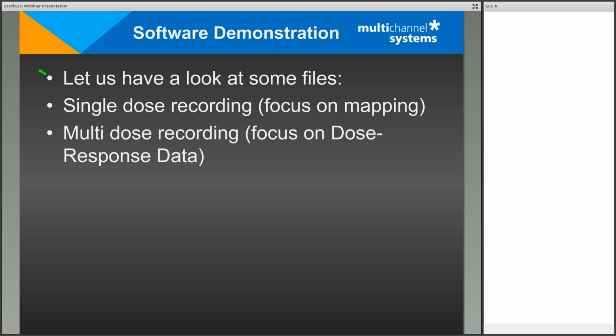I would like to switch from here into the software demonstration. What I would like to do in the next few minutes is first to connect to one of our systems. We have here on the table an MEA2100 system with a signal generator. And with that one, I would like to show you the data acquisition module of our software. And after that, we go into the analysis module. For the analysis module, I will first show you a recording on an array with 120 electrodes for a single dose recording, where we focus on the mapping. And then in the next step, look at a multi-dose recording that was done on a 6-well MEA. And there we look more at the dose response data. So let's switch over to the screen sharing.